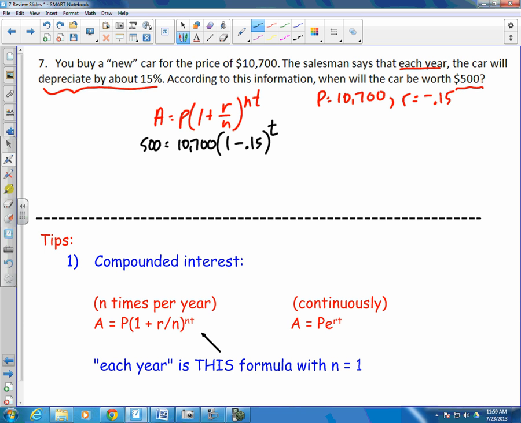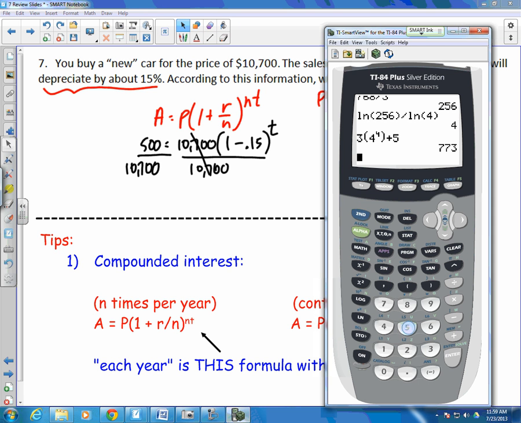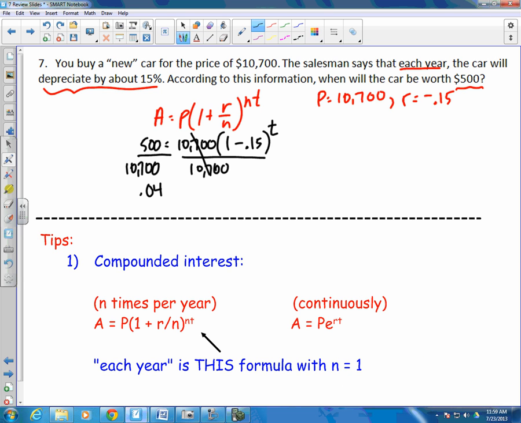So at this point, I have to figure it out. Where's my variable? How do I solve? So I'm going to divide by 10,700. I get 500 divided by 10,700, which gives me 0.047, we'll say. And then 1 minus 0.15 is 0.85 to the t.